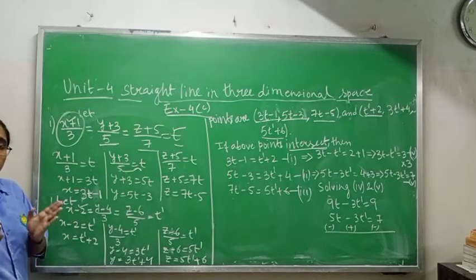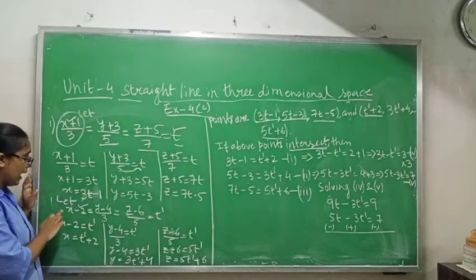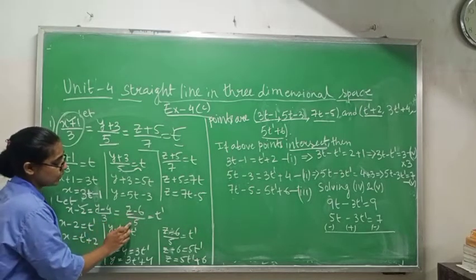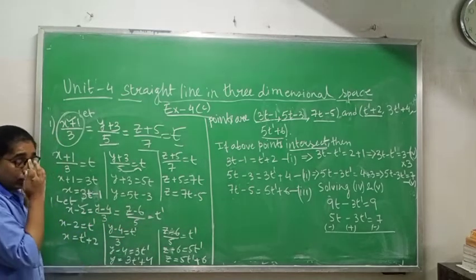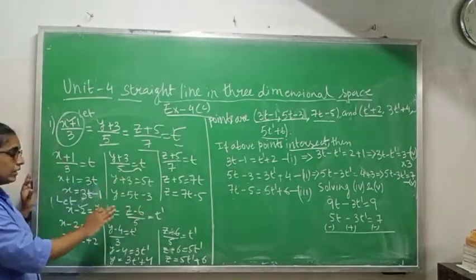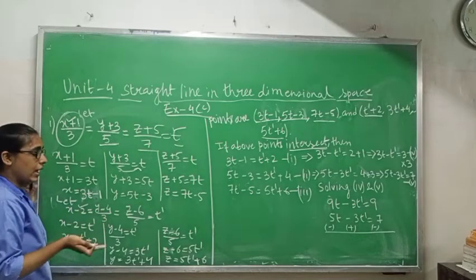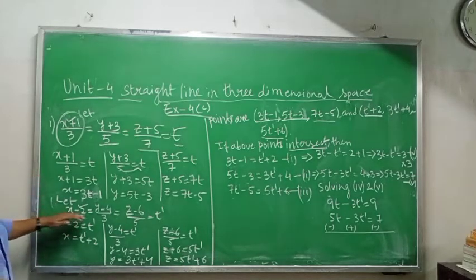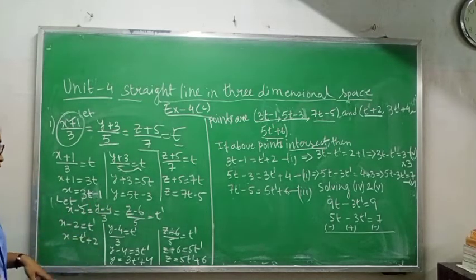Same thing we will do for the second line. In the second line, what we have is x minus 2 equals (y-4)/3 equals (z-6)/5 equals t dash. Here we are taking t and here I am taking t dash. You can take anything, lambda, theta, a, b, c, d, but don't take x, y, z because they are already in the question.